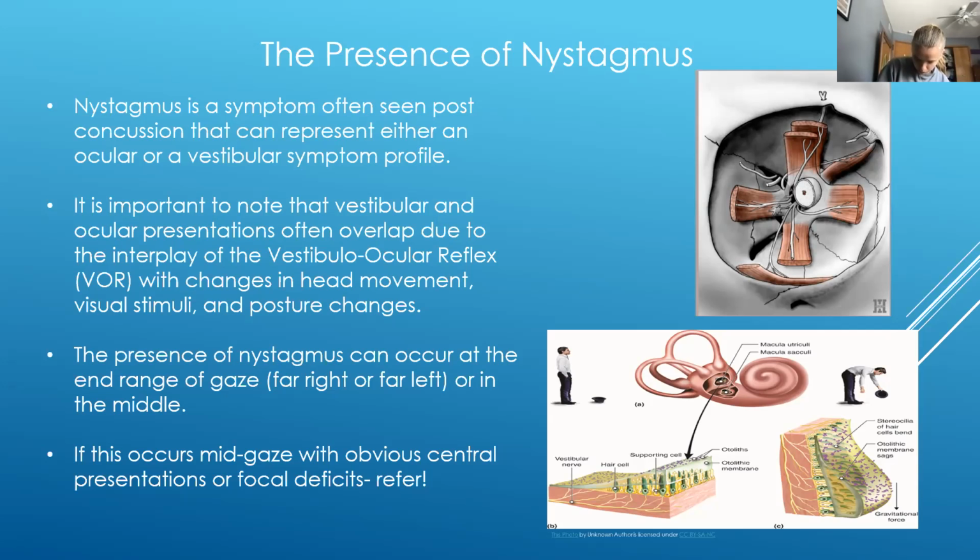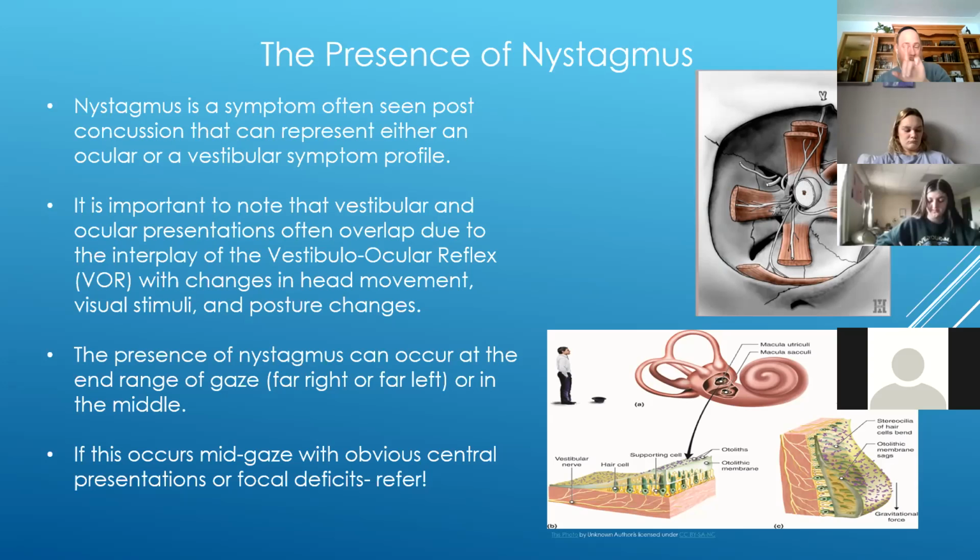Okay, so here's the deal. Nystagmus, as we often see, can occur at end gaze. So when I say end gaze, what in the world do I mean by end gaze? End gaze nystagmus: if I'm just checking smooth pursuits, and you see that beating nystagmus at the end range of my vision, at the far left or the far right, that's end gaze nystagmus. There are times though when you will see mid gaze nystagmus.